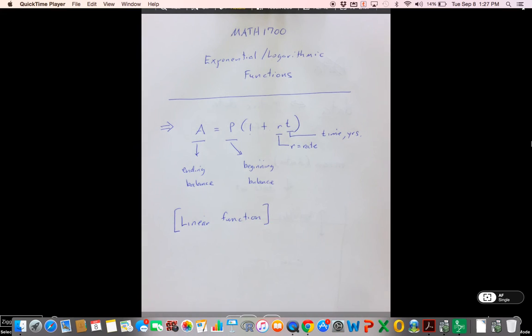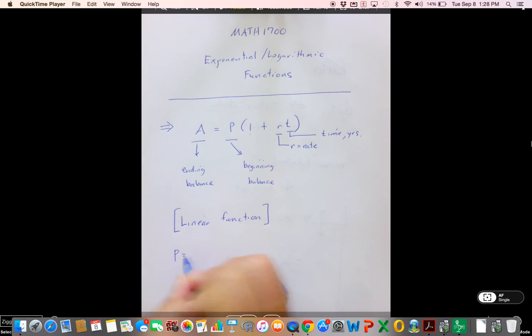And they are probably the easiest to deal with, but in business applications, they are sometimes the least exciting. For example, if you go invest your money for an IRA, you don't want to get a return that's modeled by a linear function. You want to get an exponential function. But anyway, let's serve this as the base.